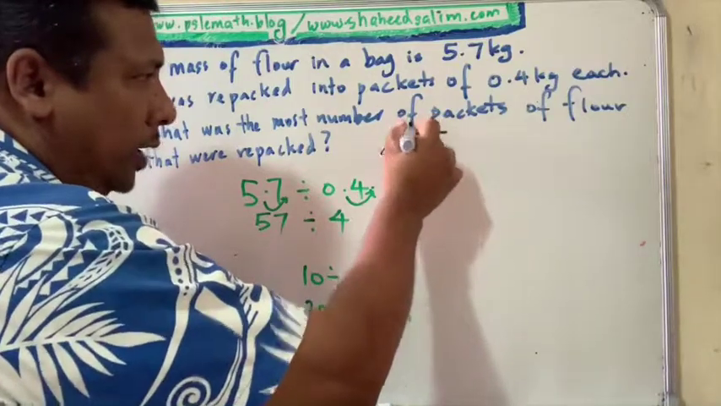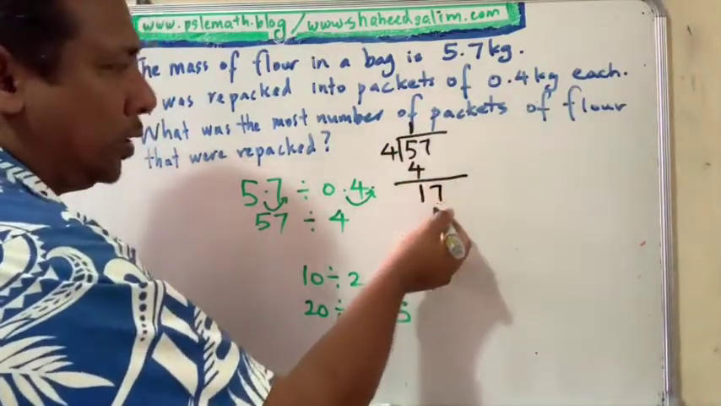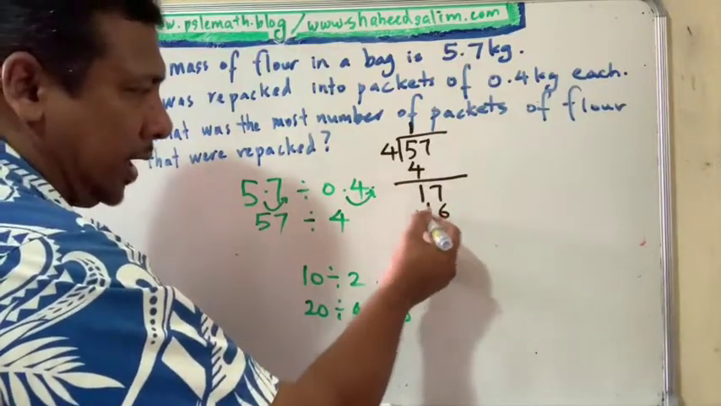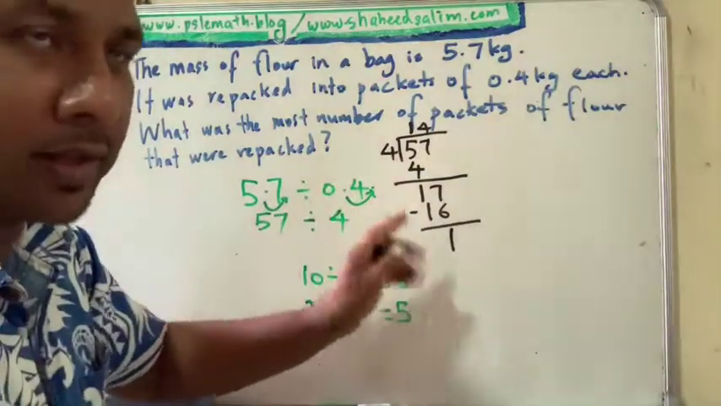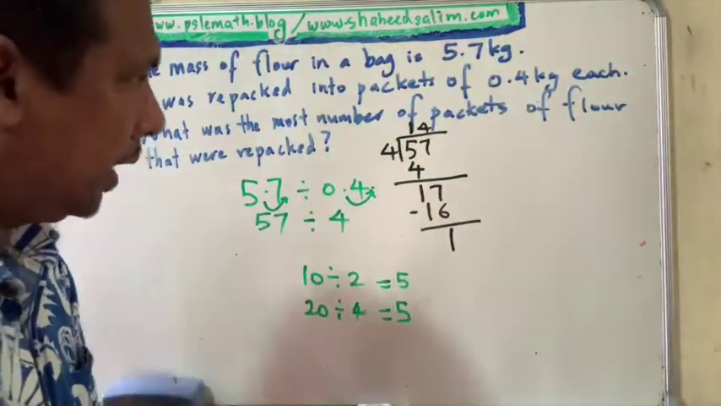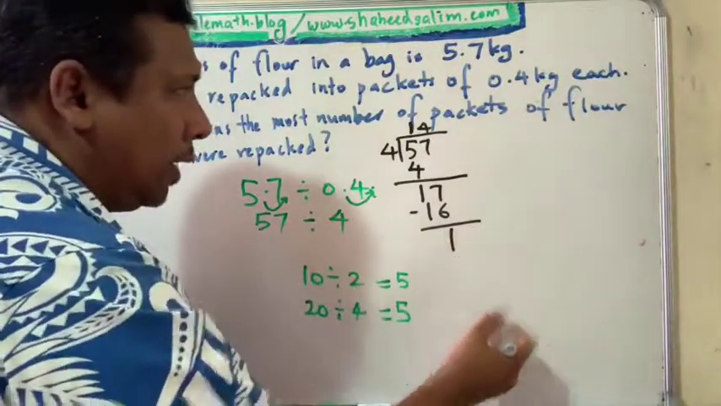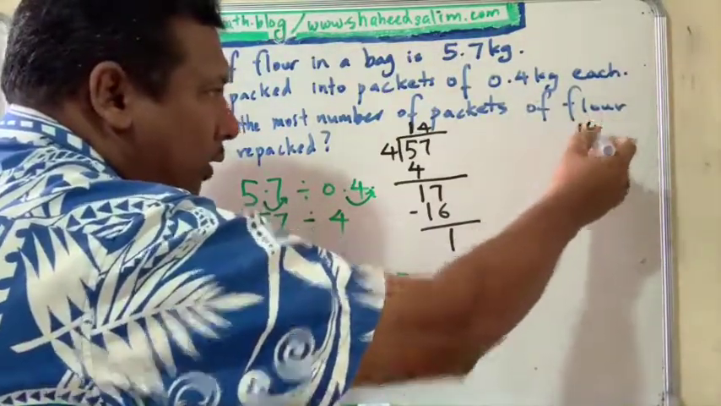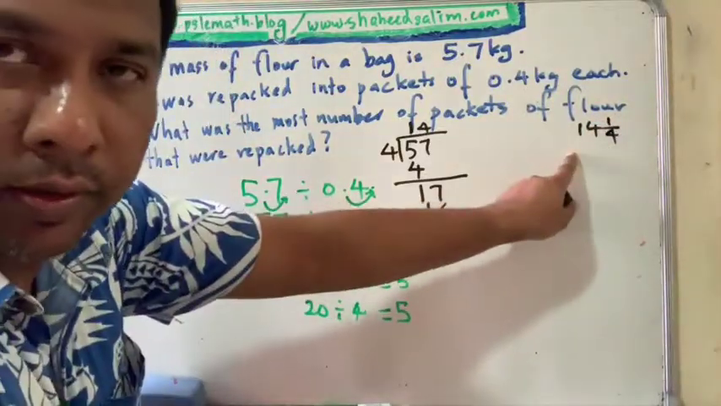4, there's 1 here. 5 minus 4 is 1, bring the 7 down. And 17 cannot divide by 4, but 16 can. 16 divided by 4, you get 4. 4 times 4 is 16. 17 minus 16, you get 1. And you can write your answer as 14, 1 out of 4 as a fraction.